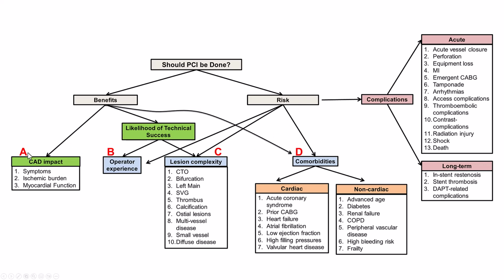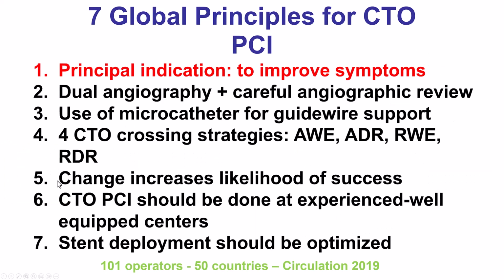This is where the patient characteristics come in, the baseline clinical condition, the lesion complexity, the patient comorbidities, but also this depends on the operator experience and expertise. So we'll cover those one by one. First of all, benefits start from the baseline patient symptoms or the impact of the potential revascularization on the patient's quality and quantity of life.